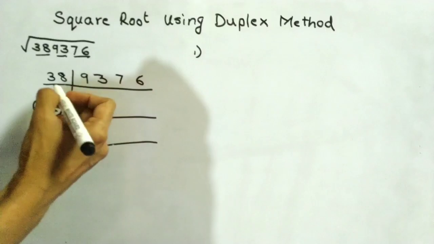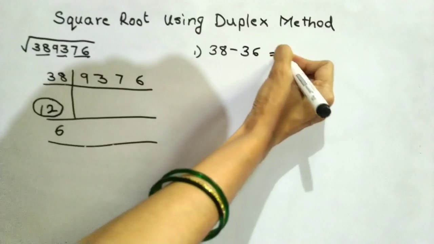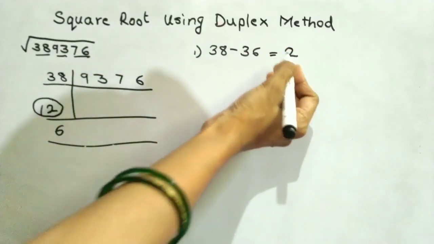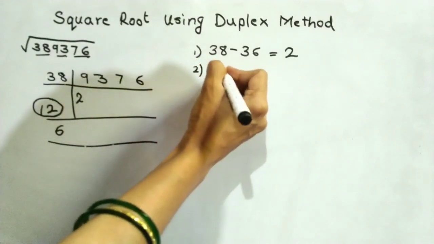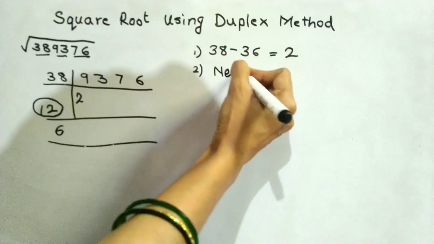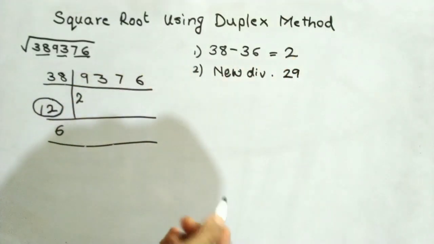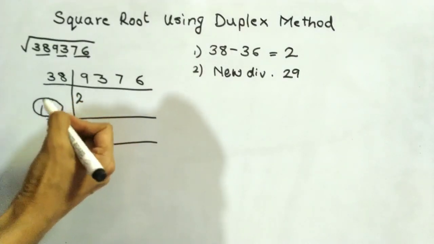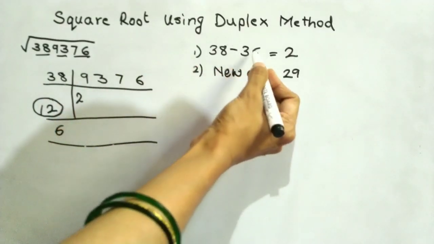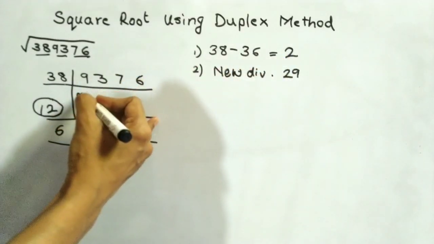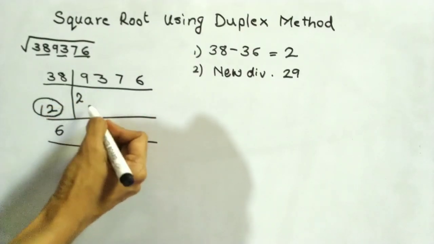Now the first step here is you have to subtract the 36 from 38. So what we get is 2. The remainder is 2, so this 2 we write here. Okay, and now we get the new dividend, that is 29. So what we have done: we have taken the square, 6 6s are 36, then we have subtracted 38 minus 36, written this remainder here, and taken the double of 6, that is 12, as the divisor for the rest of the procedure.